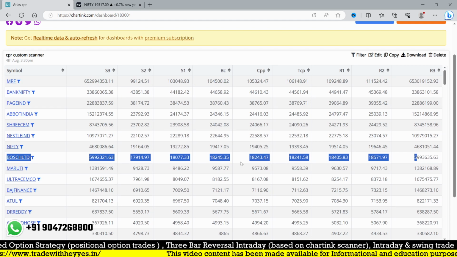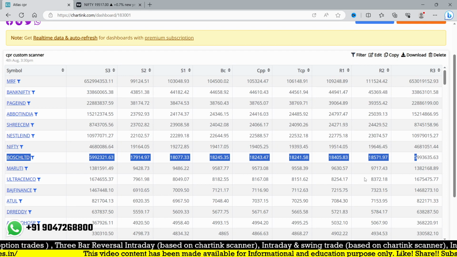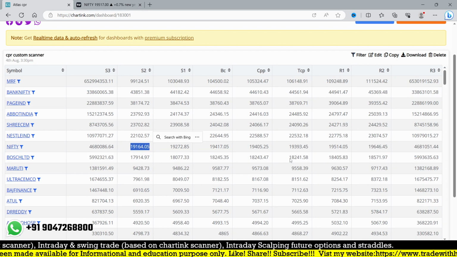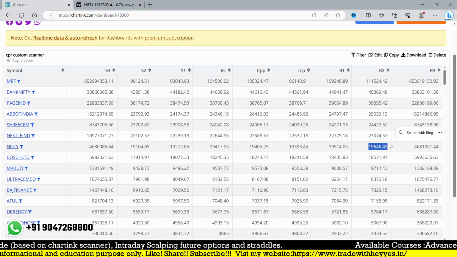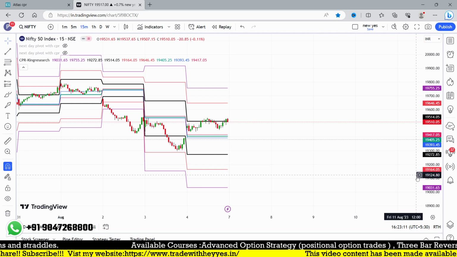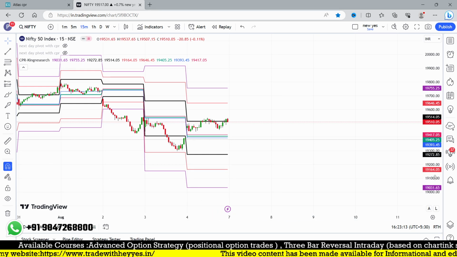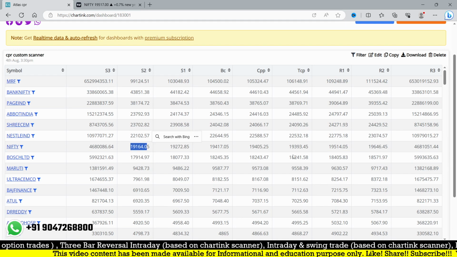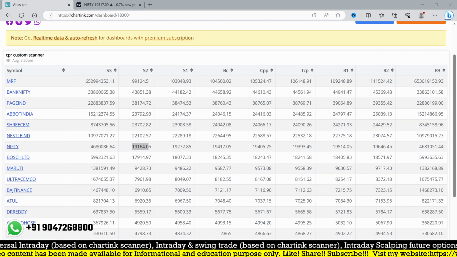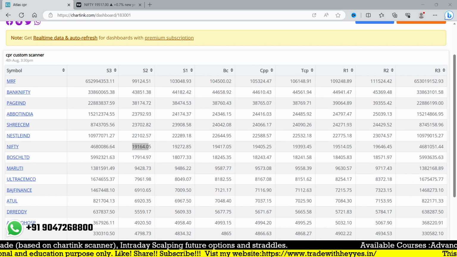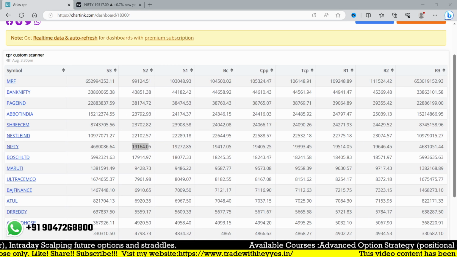But we can check S2, 17,914 and 18,571. Sorry, 19,164, and the R2 level 19,646. These two levels we got right. So 164, and we have to check what is happening on this level. We have made some changes, and let me check whether it is working right or wrong.